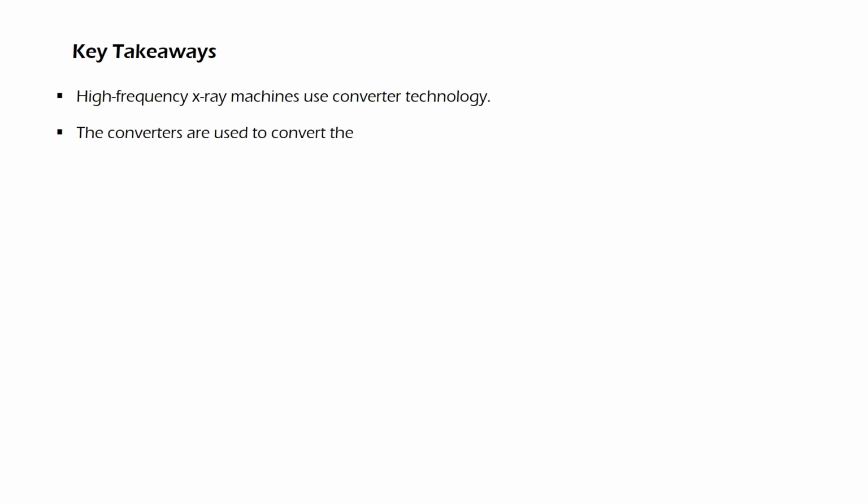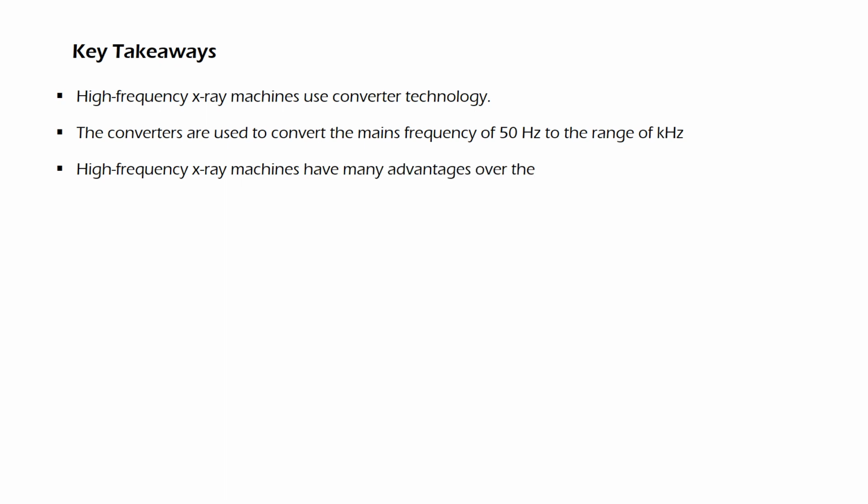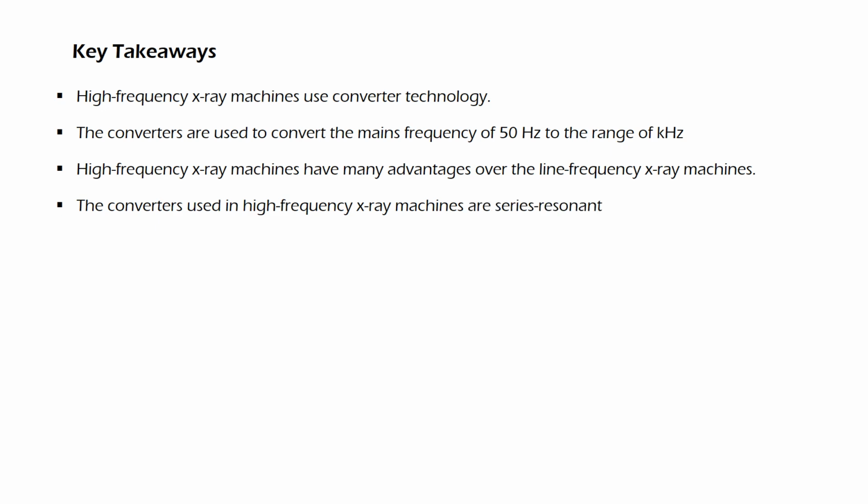Key takeaways from this tutorial. High-frequency X-ray machines use converter technology. The converters are used to convert the mains frequency of 50 Hz to the range of kHz. High-frequency X-ray machines have many advantages over the line-frequency X-ray machines. The converters used in high-frequency X-ray machines are series resonant converters.